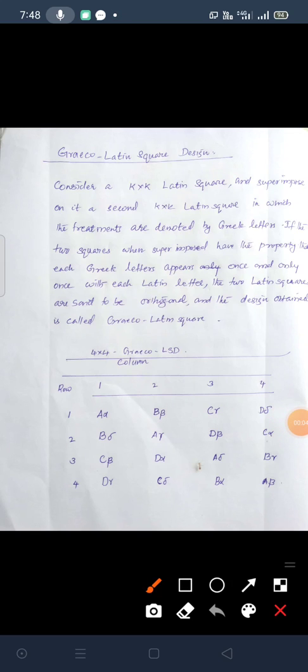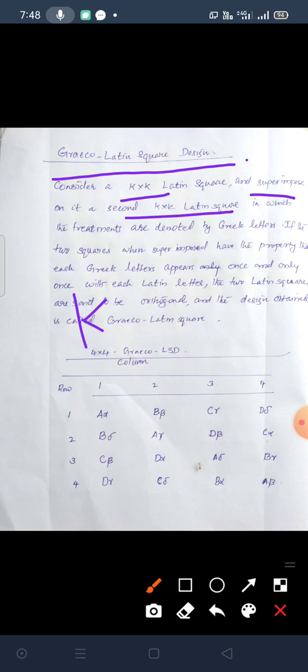So in this class we are discussing Graeco Latin square design. What is its definition? Its definition is: consider a k by k Latin square and superimpose on it a second k by k Latin square. So you have two k by k Latin squares.